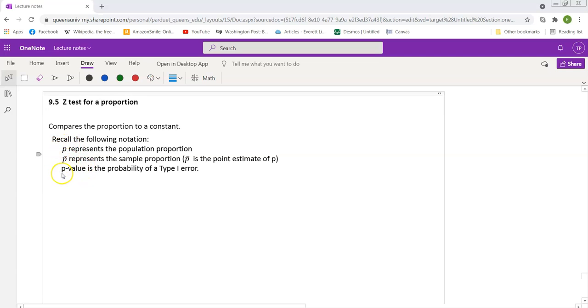But don't get those confused with the p-value, which is still the probability of making a type 1 error. This is the thing that we are comparing to alpha, so that we can determine whether or not to reject the null hypothesis.